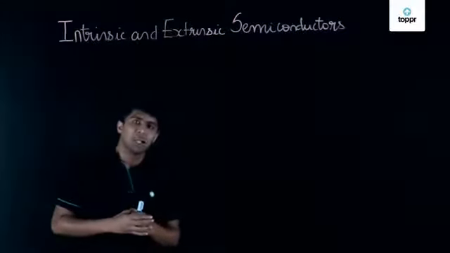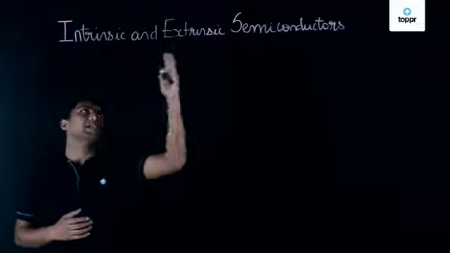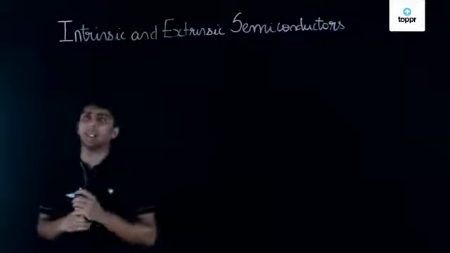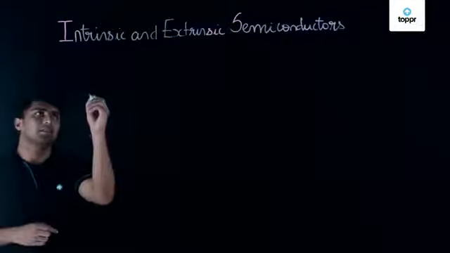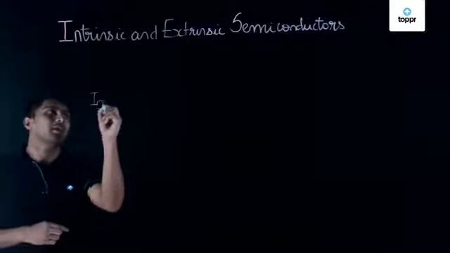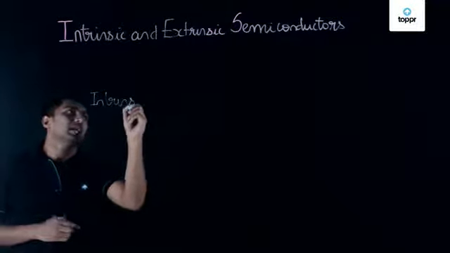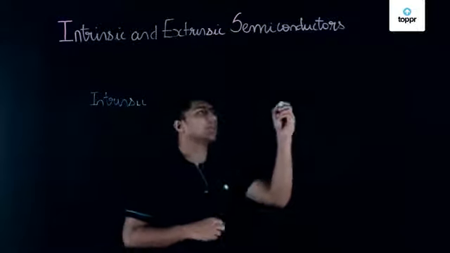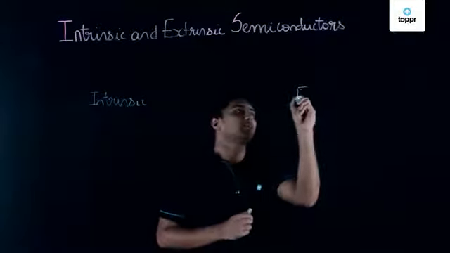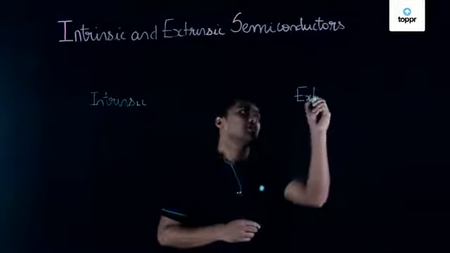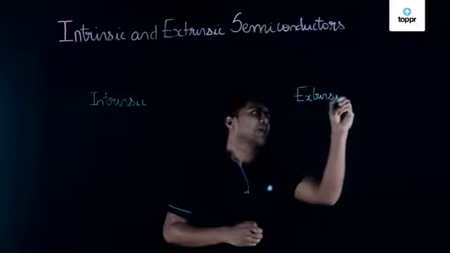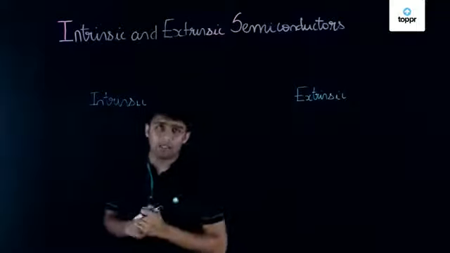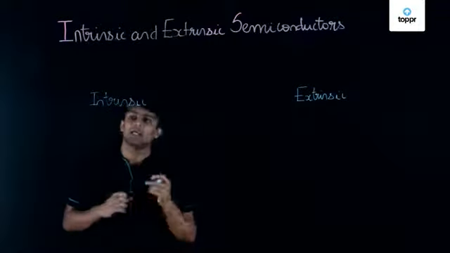Hello students, today we are going to discuss intrinsic and extrinsic semiconductors. Semiconductors are mainly classified into two types: intrinsic semiconductor as well as extrinsic semiconductor. So intrinsic and extrinsic semiconductors are two different types of semiconductors. As we all know, good examples of semiconductors are germanium and silicon.